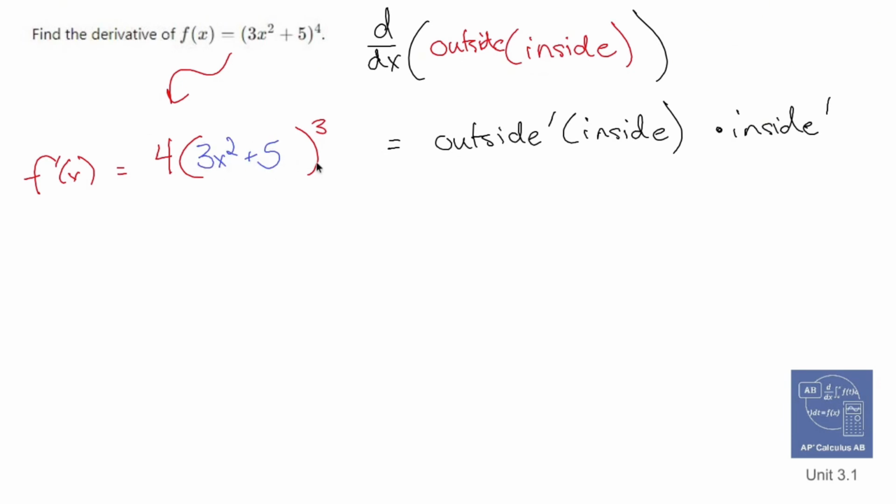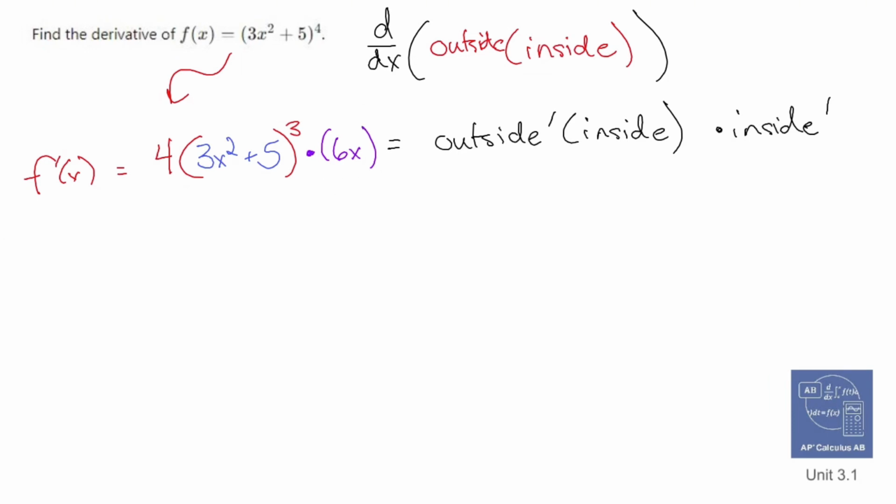All right, let me scooch this in because I didn't leave myself the most room. But I'll be all right, because then we multiply everything by the derivative of the inside stuff. The inside stuff was 3x squared plus 5. So the derivative of 3x squared is 6x, and then plus 5 is nothing.